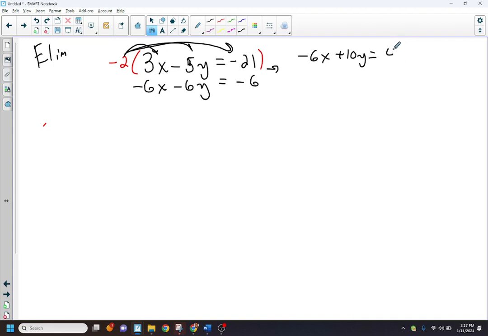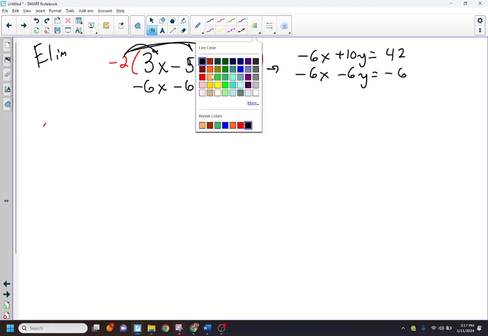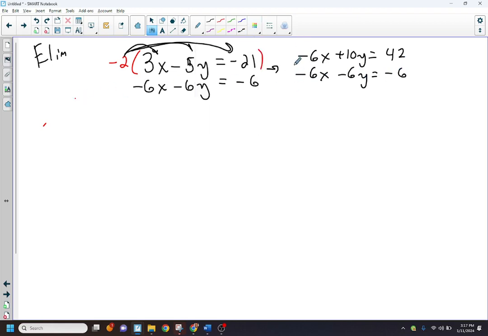Over here, it's going to be negative 6x minus 6y equals negative 6. Since I didn't change anything on the bottom, nothing changed. Now we have a matching x. We can subtract down.